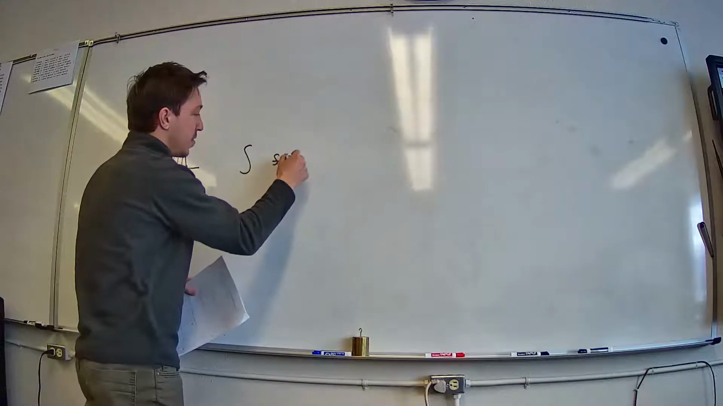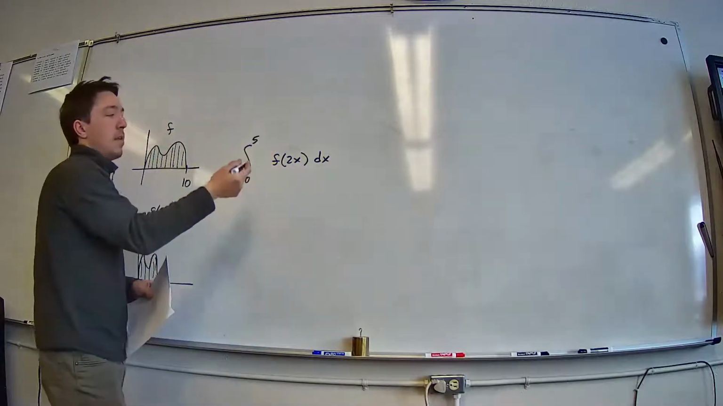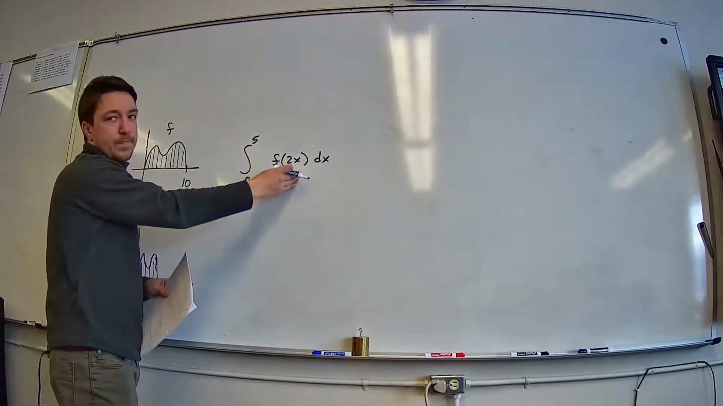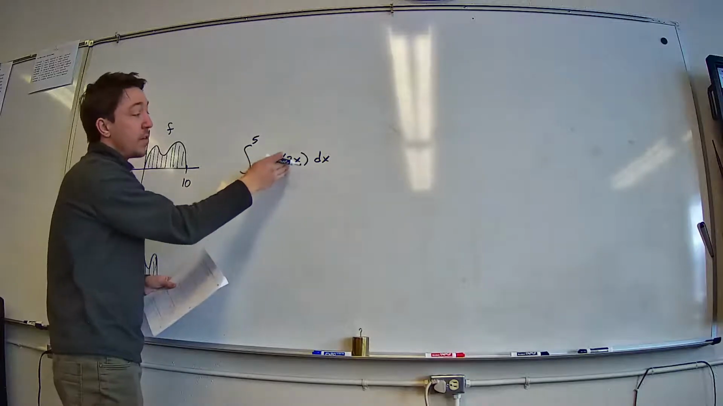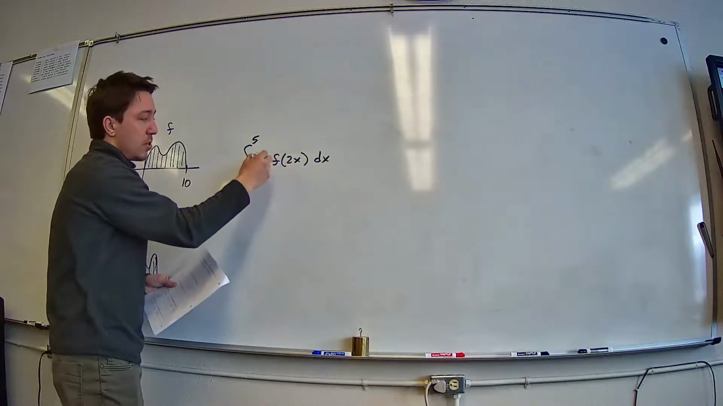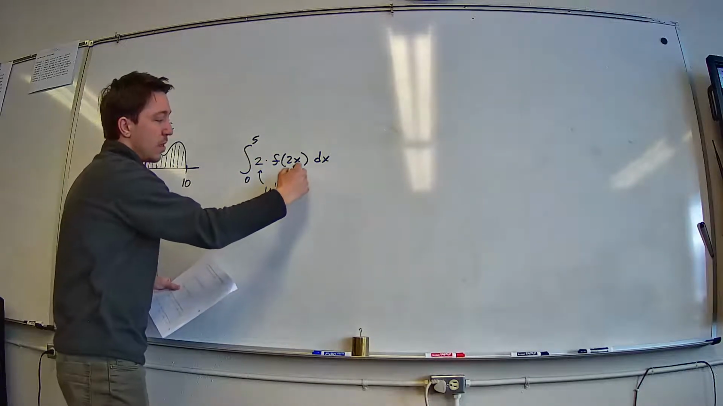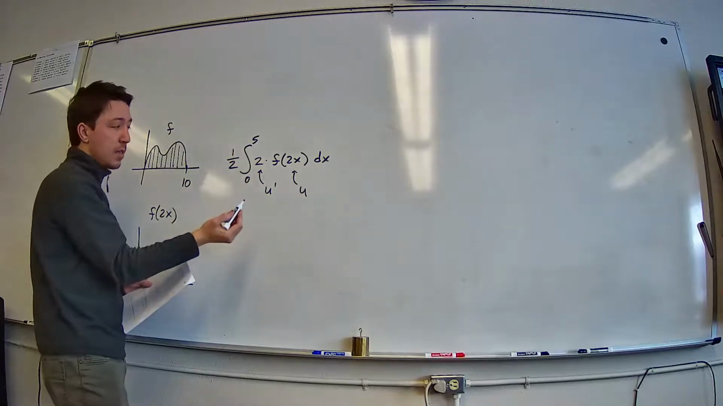Integral of f of 2x from 0 to 5. Do you see how you can see this as being like f of u? Kind of like a chain rule thing. So the idea would be this is f of u, so you'd want to have a u prime there, which means I'd have to put a 1/2 out here.